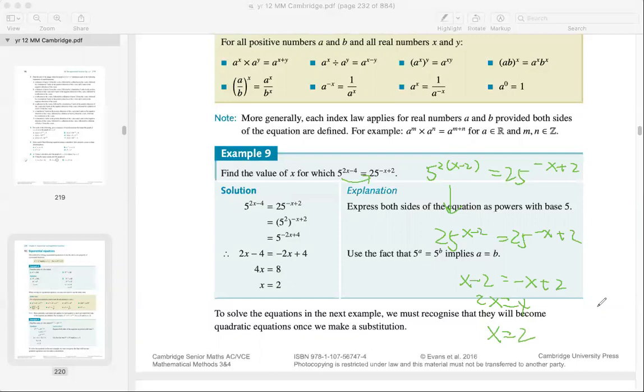Okay, so there are multiple ways to do the same question. Just choose the way you like. But our essential method, or the significant part, is always to change to the same base.